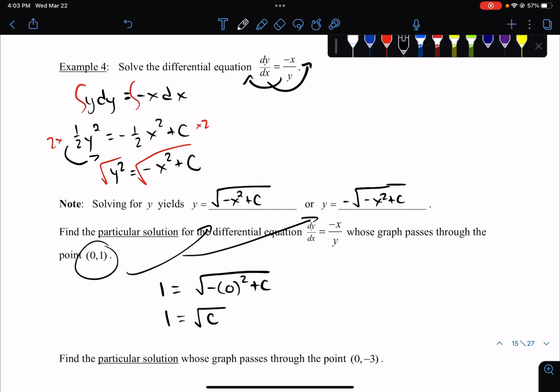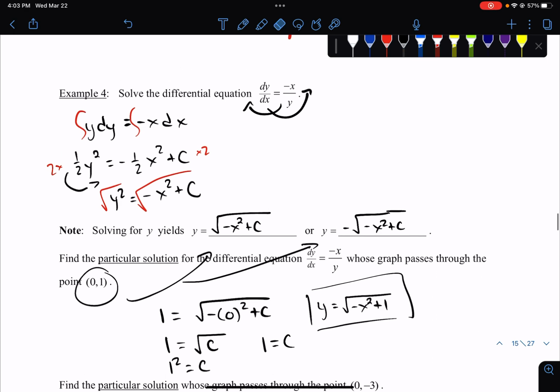To solve for c, I square both sides. So 1 squared equals c, and 1 squared is just 1. So my c value for this particular solution is 1. So I would say that y equals the positive square root of negative x squared plus 1. That's my solution. Okay.